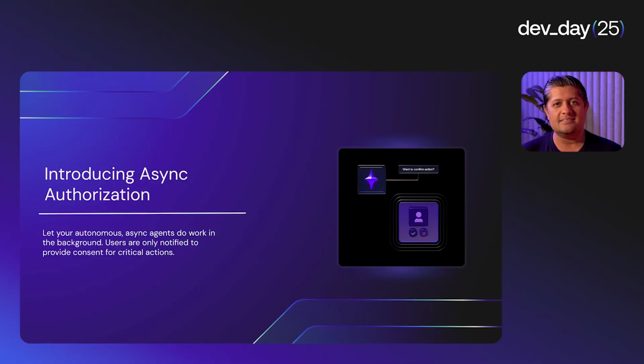Now, behind the scenes, async authorization is powered by client-initiated backchannel authentication, or CIBA for short. CIBA is a standard created to support applications using a decoupled authentication flow. With CIBA, you can build authentication flows where an end user can authenticate on a separate device. Let me walk you through an example.